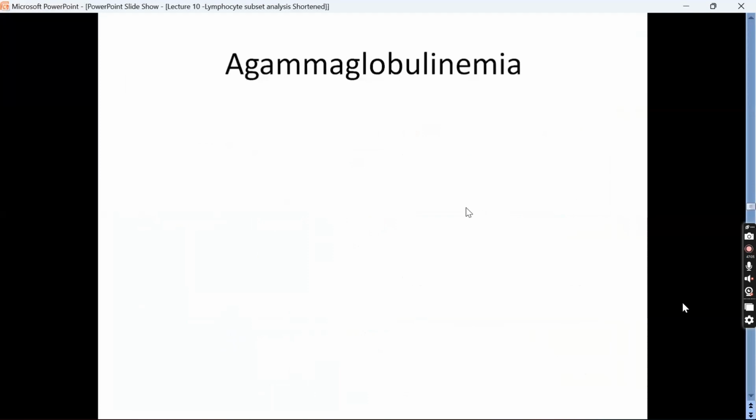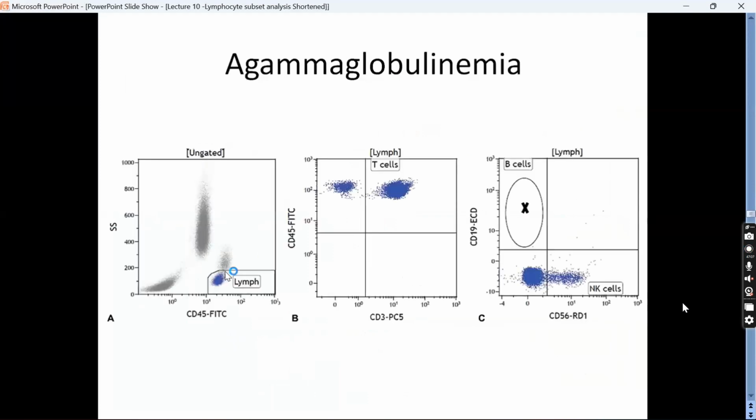Now what is agammaglobulinemia? You have lymphocytes. So you know what this population is? Monocyte. Yes, monocyte. So I've just gated the lymphocytes. Now I'm checking with CD3, CD45. So the CD3 positive population is there, and it looks fine, count wise and percentage wise.